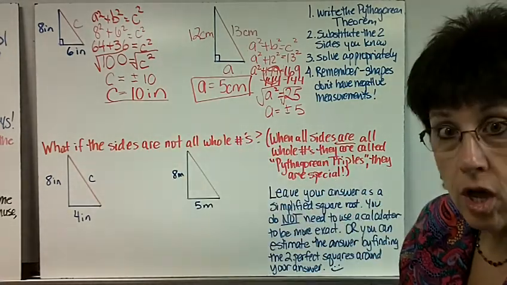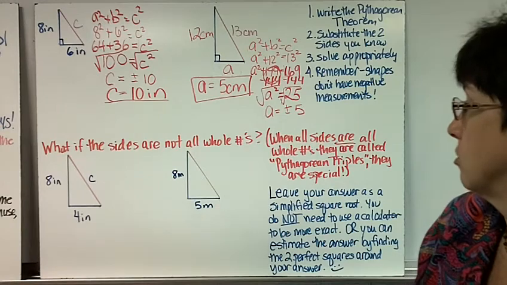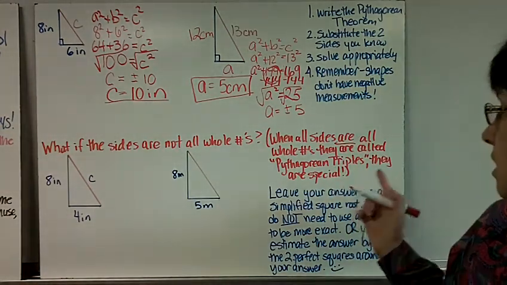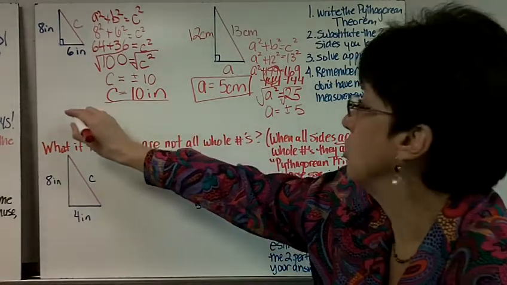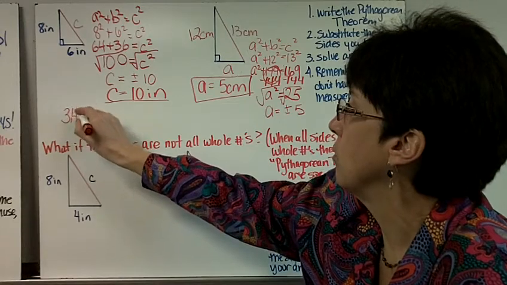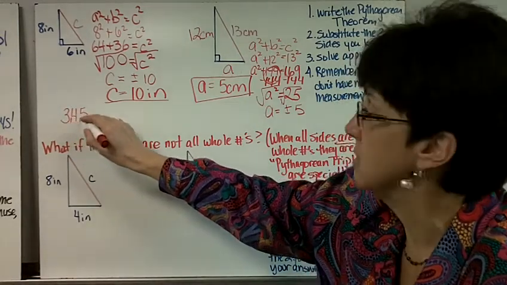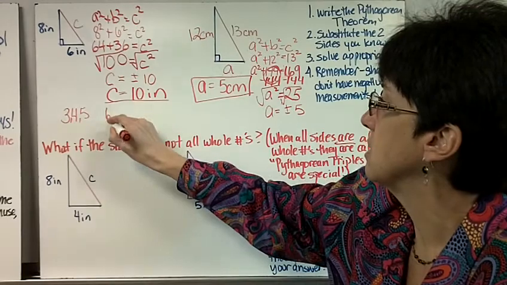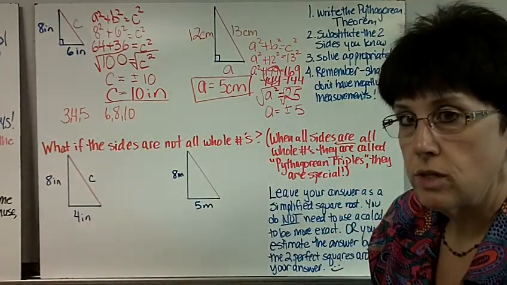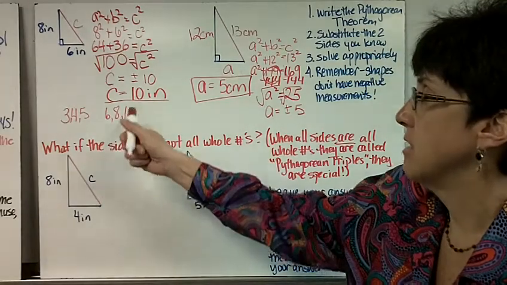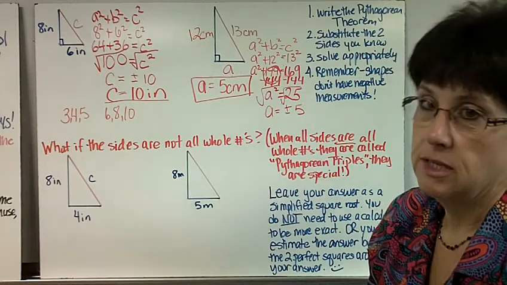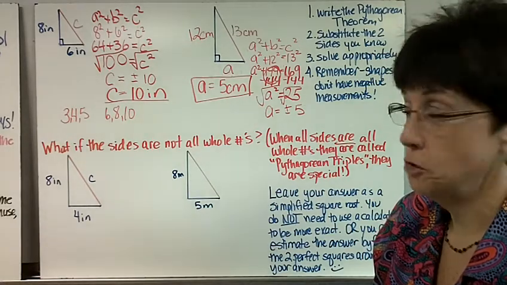But what if the sides are not whole numbers, or not all whole numbers? And when the sides are all whole numbers, they're called Pythagorean triples, and they're special. So I've given you two. I'm going to tell you one that's used a lot. It's 3, 4, 5, and these are sides A, B, C. The one we did here was 6, 8, 10. Do you see a relationship between the 3, 4, 5 and the 6, 8, 10? The 6, 8, 10 is just the 3, 4, 5 multiplied by 2, isn't it?